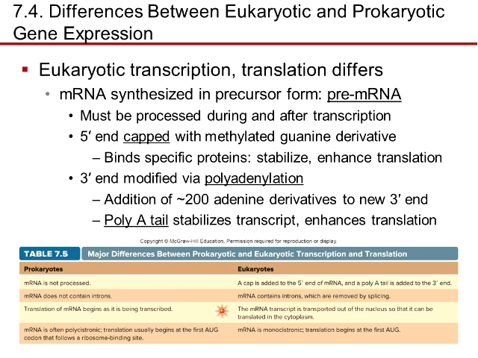Messenger RNA is often polycistronic in prokaryotes. Translation usually occurs at the first AUG codon that follows the ribosome binding site. In eukaryotes, the messenger RNA is monocistronic, and translation begins at the first AUG codon.